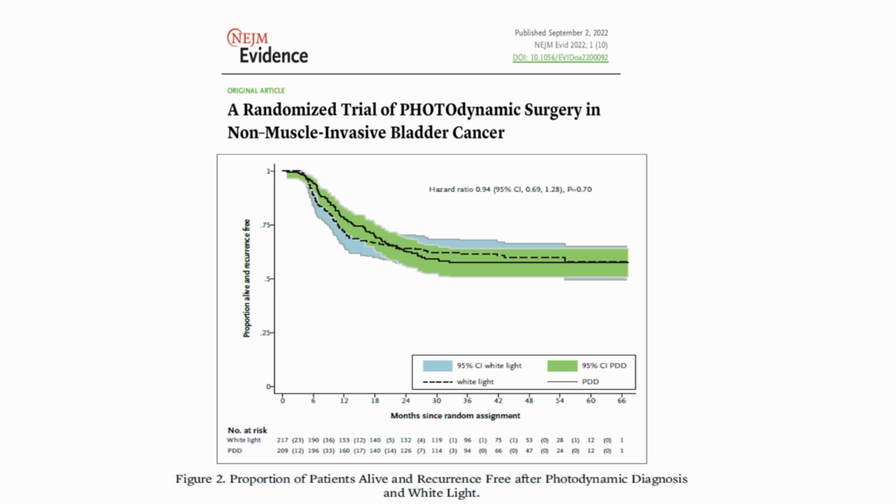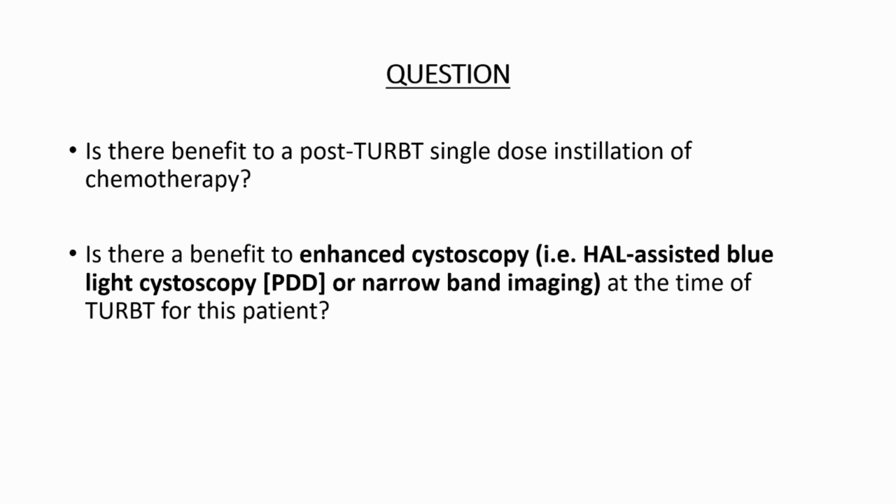Sorry, one slide back. Thanks for that. Dr. Grant, enhanced cystoscopy, specifically blue light cystoscopy or narrowband imaging at the time of conduct of TURBT, if that's available to you, how much benefit is there in this patient, if any? In this particular patient, there is benefit. Absolutely, no question about it.